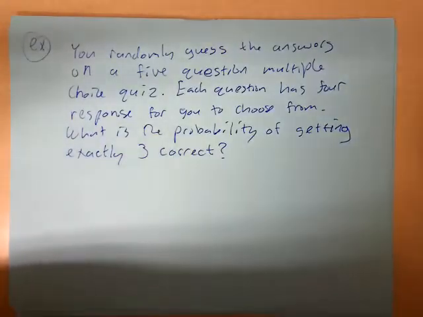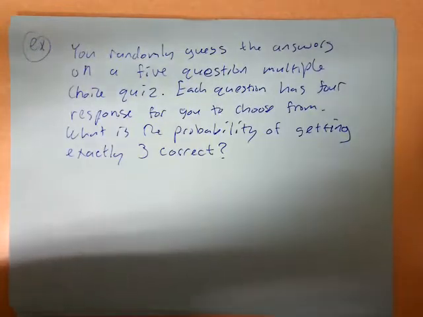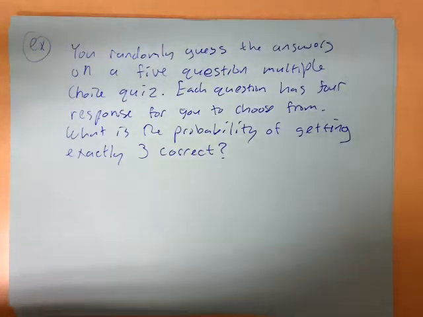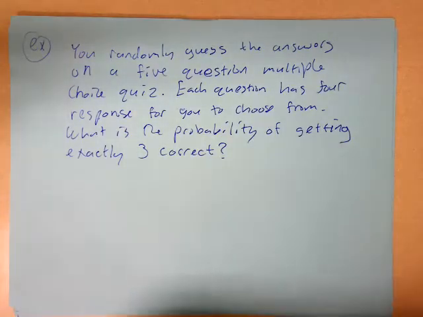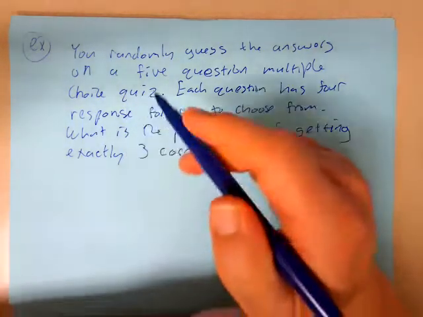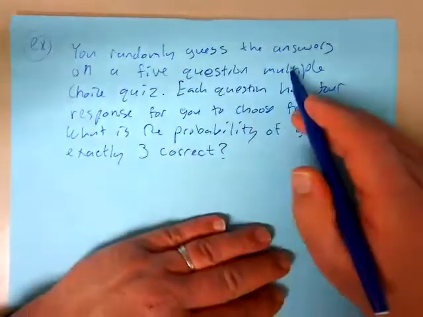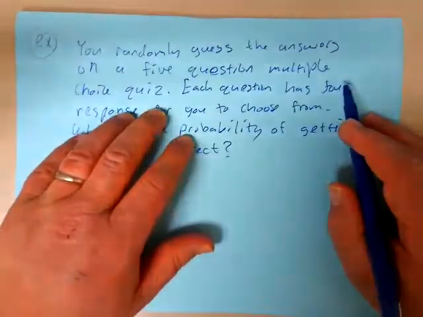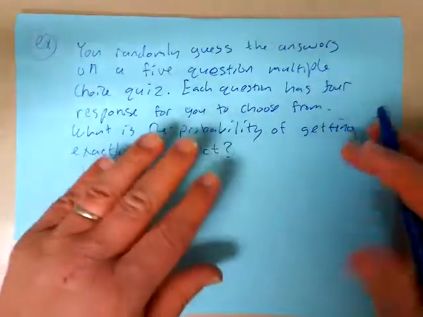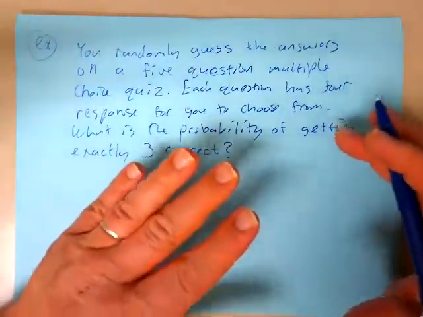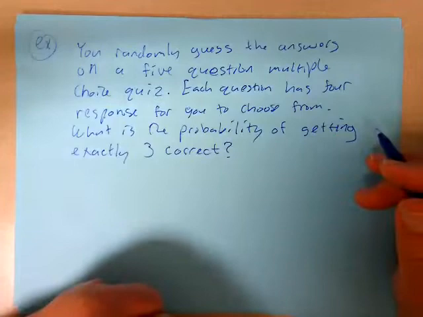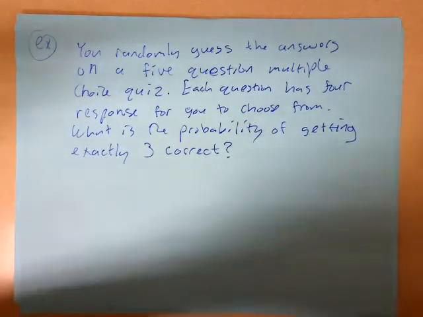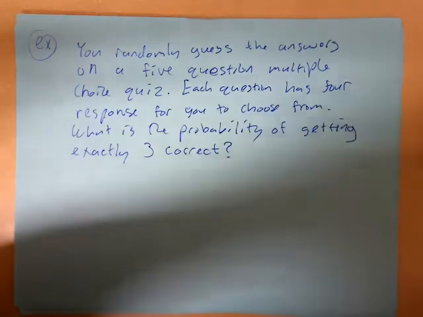I want to actually do one more problem before I give you some to work on yourself. So this one is a little bit different, not that much, but a little bit different. It says that you randomly guess the answers on a 5-question multiple choice quiz. And so each of the questions has 4 responses that you can choose from, like A, B, C, or D. And it wants to know, what is the probability of getting exactly 3 questions correct?